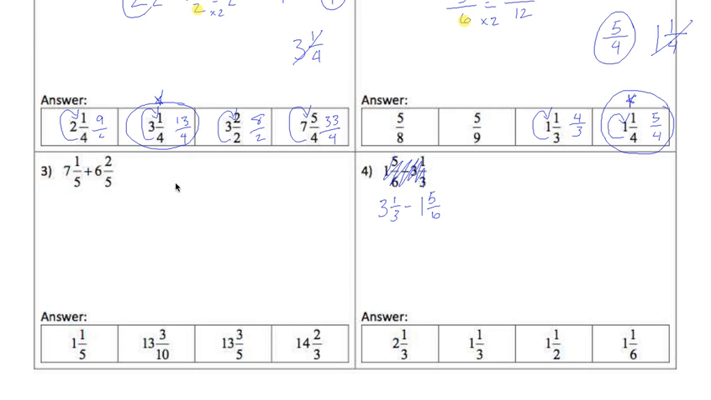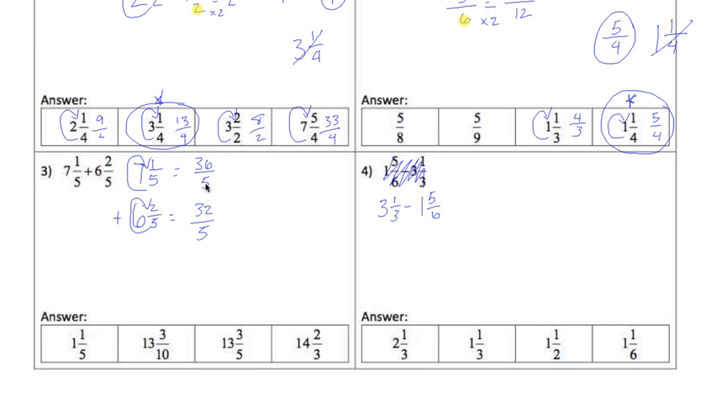So if we look at number 3, add, subtract, stack, and rack. So I'm going to stack them up. So I have 7 and 1/5 plus 6 and 2/5. Turn them into improper fractions. 5 times 7 is 35, plus 1 more gives me 36 over 5. This one becomes 32 over 5.